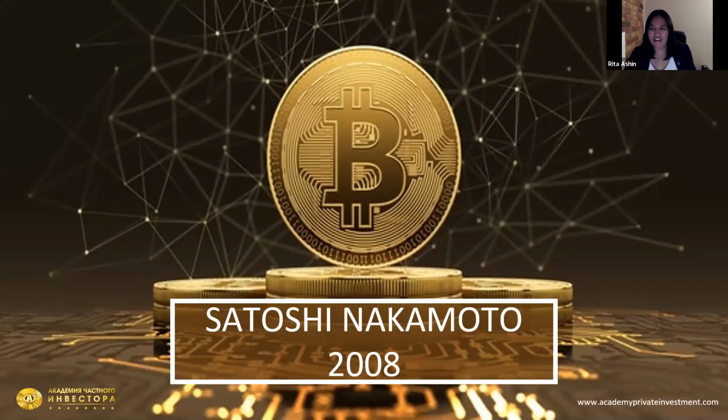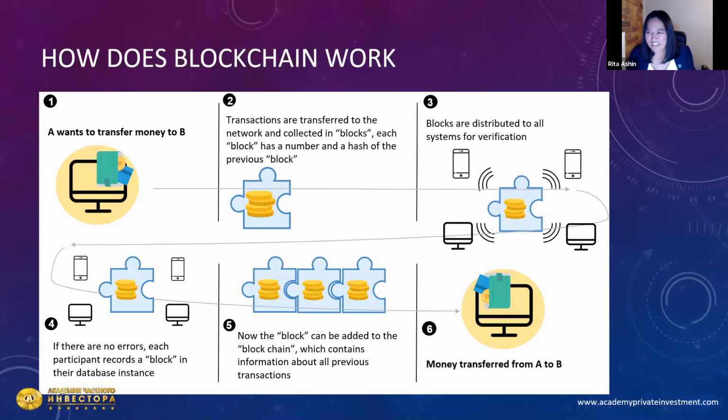Just a little bit more about this person. This person has around over 500,000 Bitcoin, and to this day, it hasn't been touched. So that's a little bit of trivia about Satoshi Nakamoto for you.